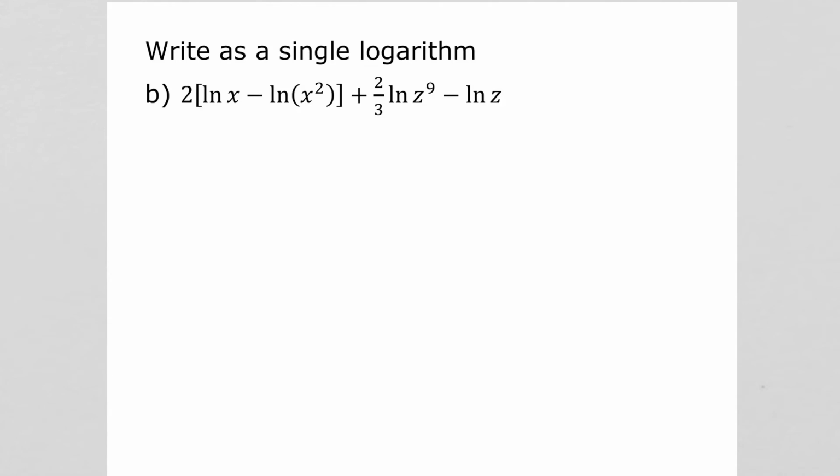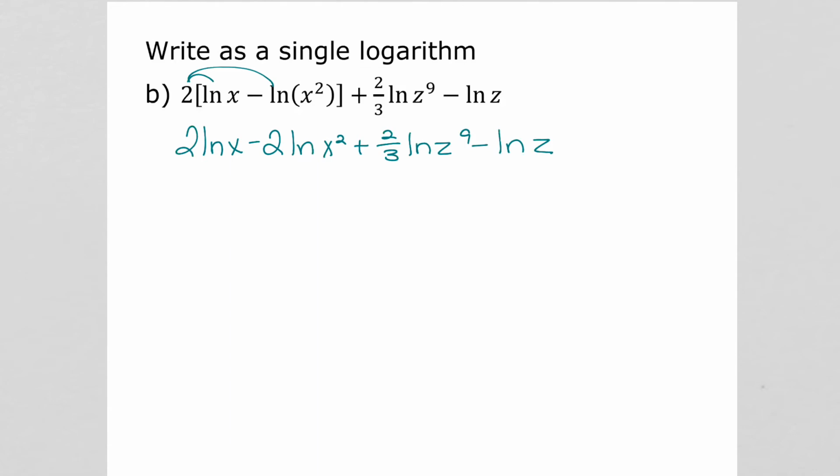And this one's quite long. Let's take a look at it. So first we'll start with, I'm going to start by distributing that 2. So we're just going to say 2 natural log of x minus 2 natural log of x squared, and then plus our 2/3 natural log of z to the 9th minus natural log of z.